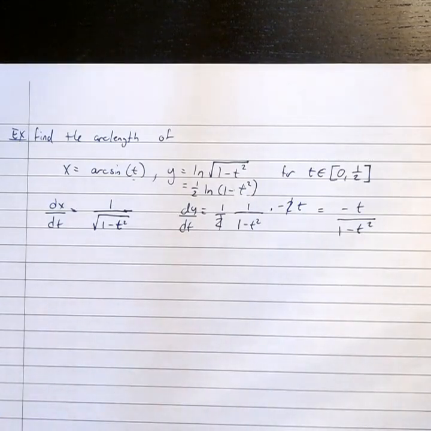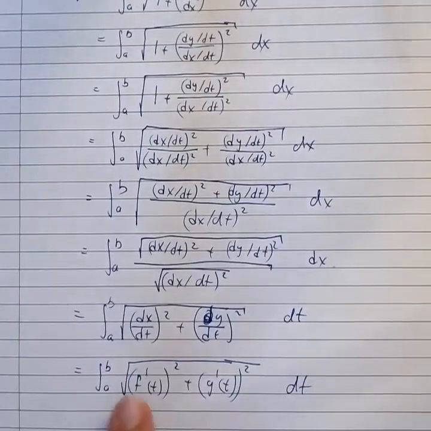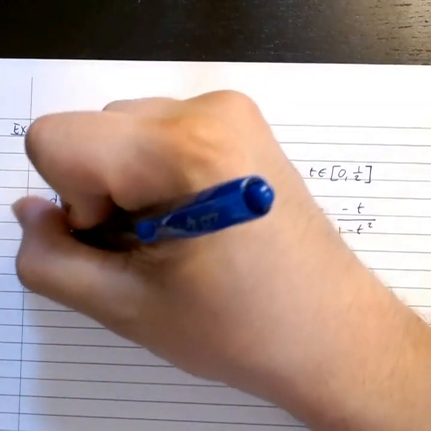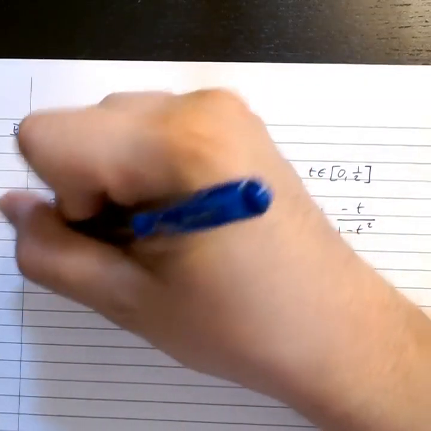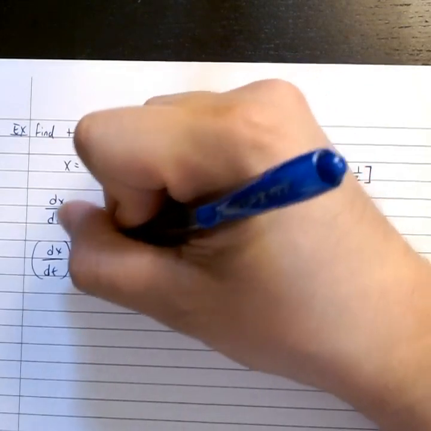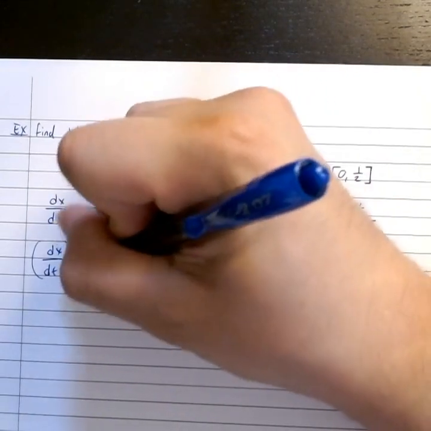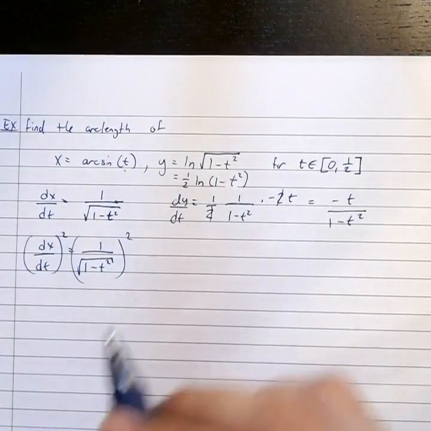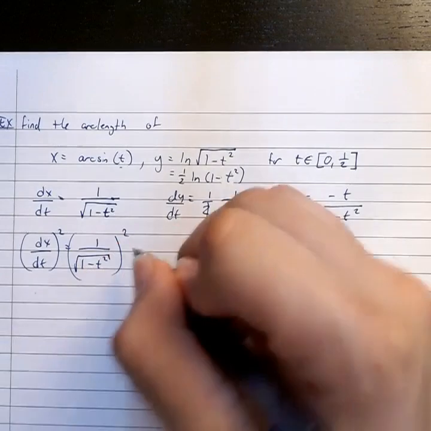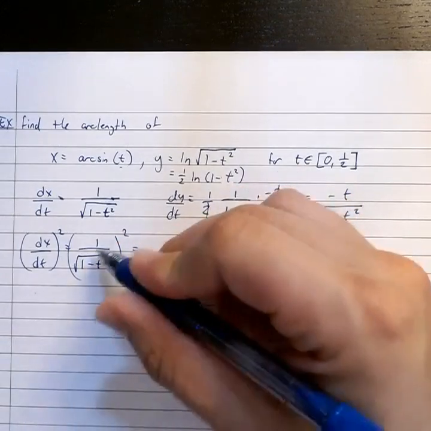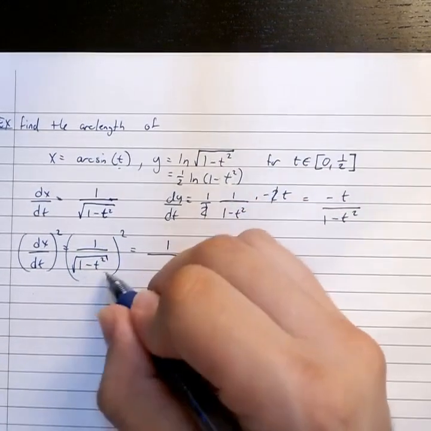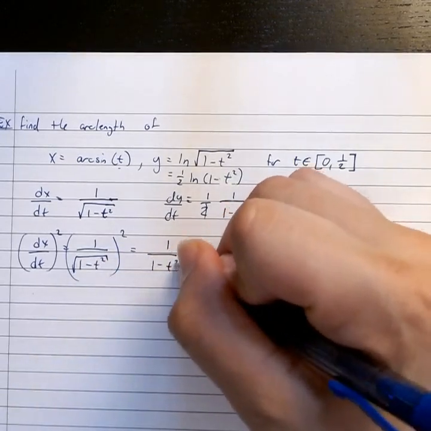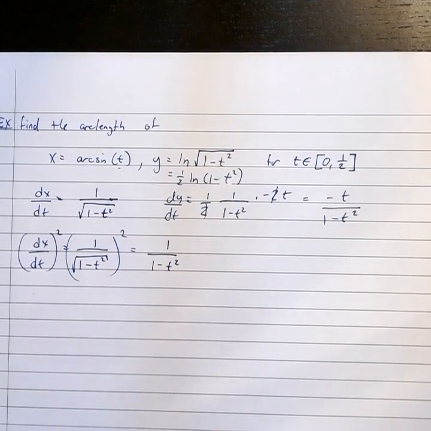Okay, well, now it's not enough to take those derivatives. I have to take those derivatives and square them. All right, well, now let's square everything. We're going to take dx/dt and square it, which is the same as (1 over the square root of 1 minus t squared) squared. Here we're squaring both sides. Squaring 1 gives us 1, and squaring that square root gets rid of the square root and just leaves us the stuff inside. So 1 over 1 minus t squared.